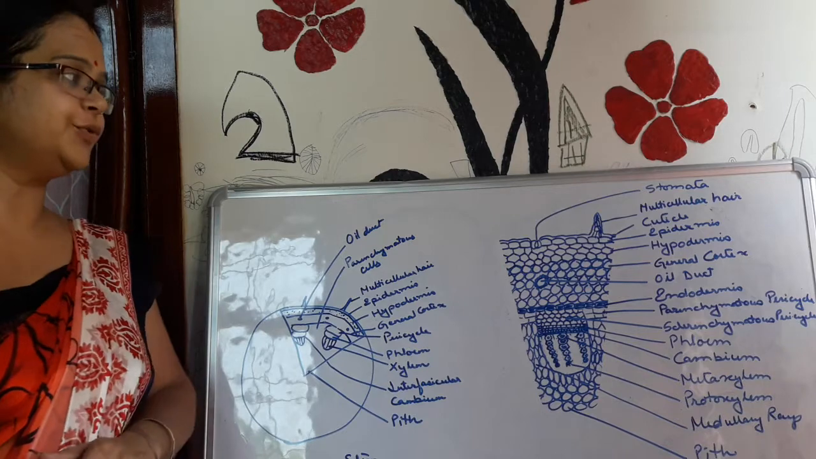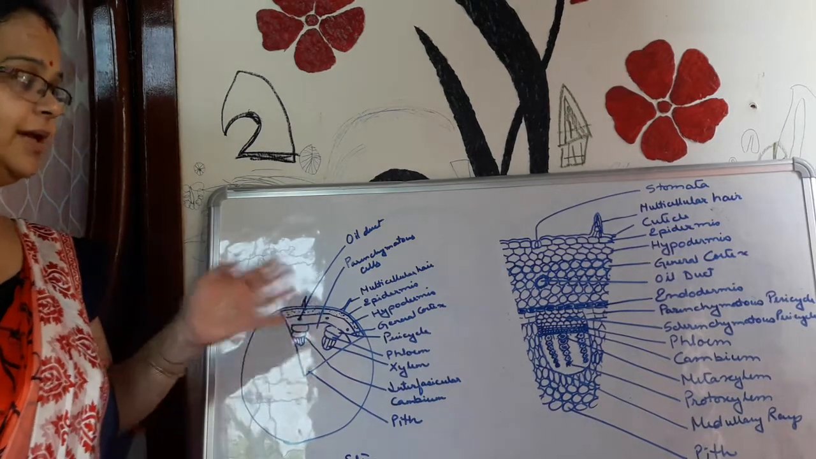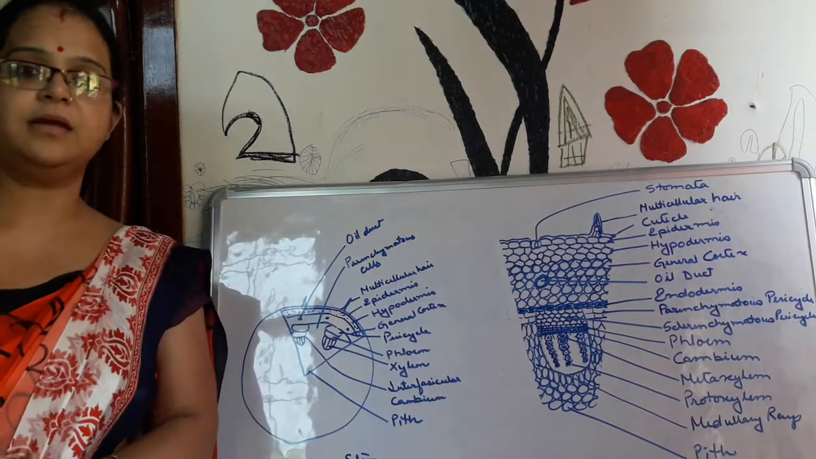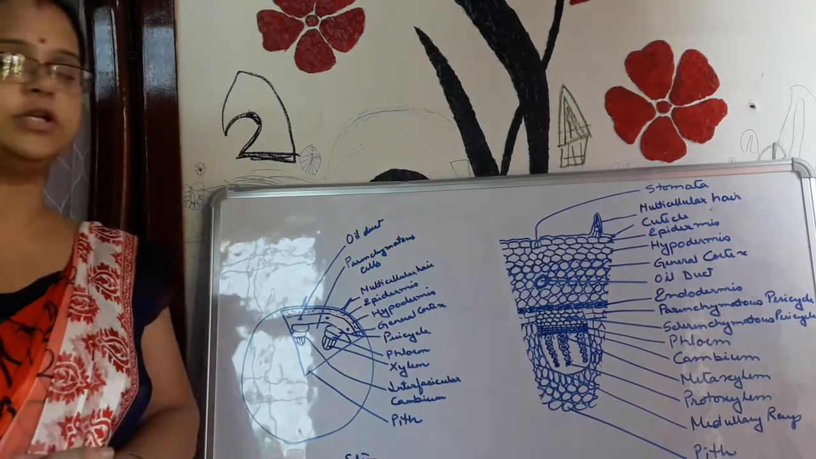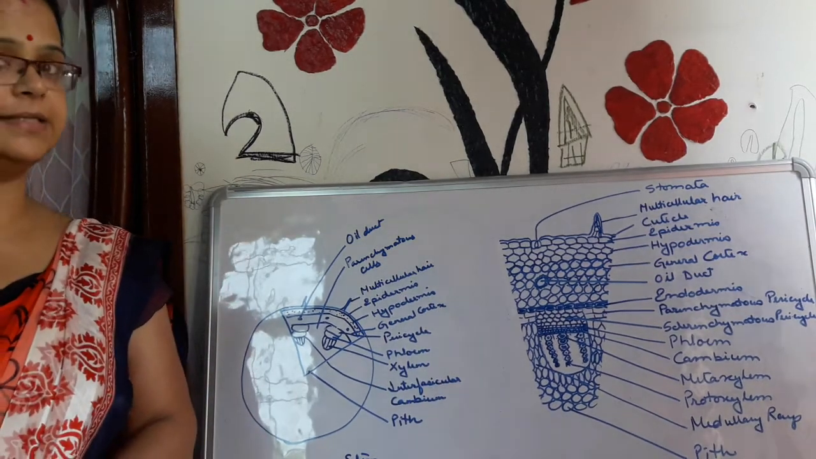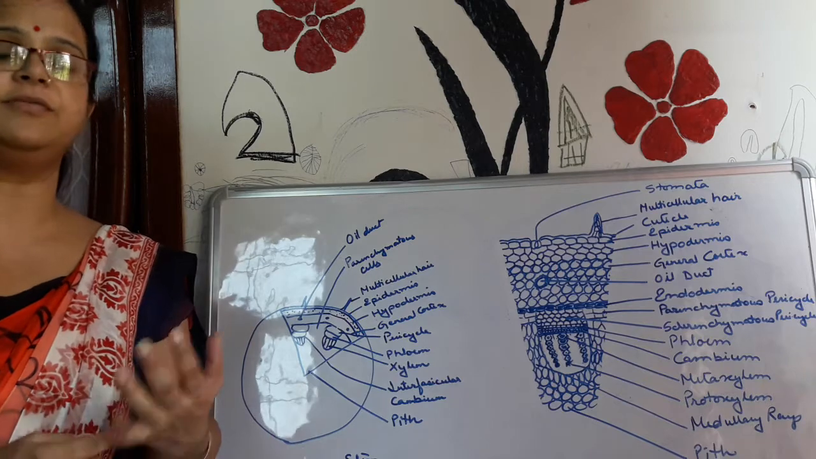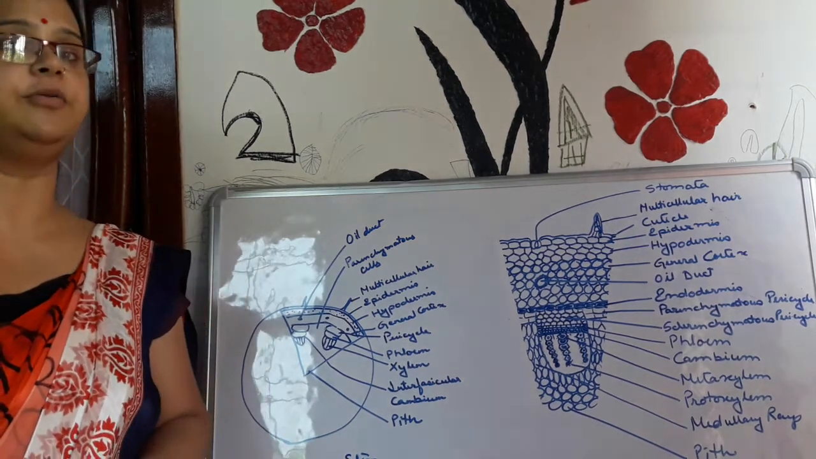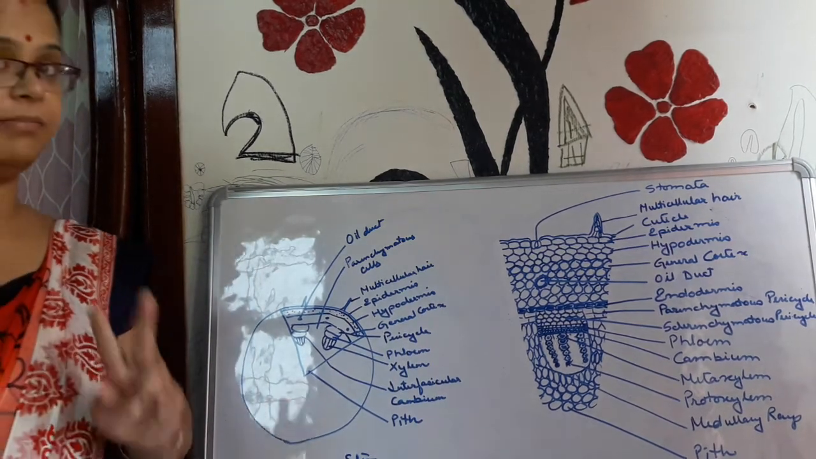Okay, so today we are going to start the anatomy of a dicot stem. Now we already know what monocot and dicot plants are, isn't it? Monocot means the plant with a single cotyledon and dicot means the plant with a double cotyledon.